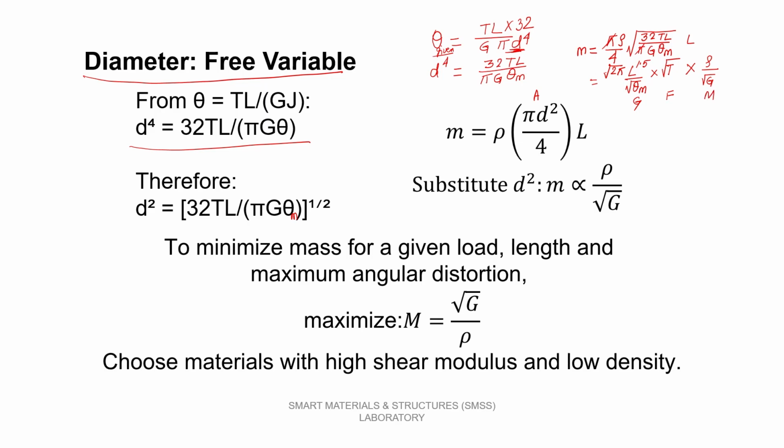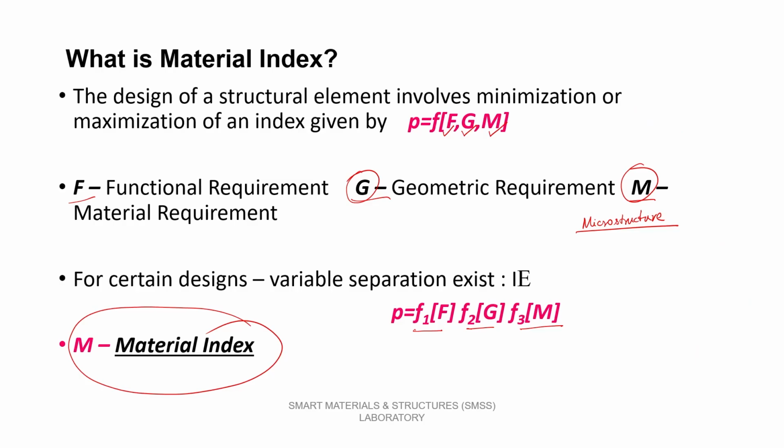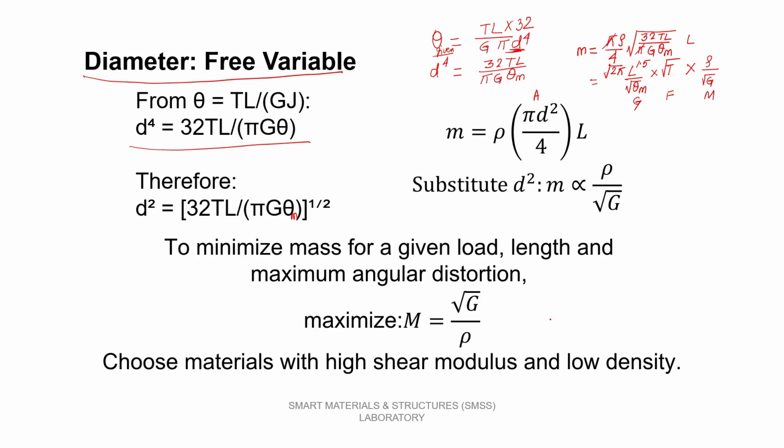Okay. If you just go back 2 slides, I am just going back to show you that that was the thing that we have done earlier. You see that F, G and M. So, that is what it is here, this F, G and M. So, our M here is going to come out to be rho over root G as the material property index. Let us call it Mi or something, so that you do not confuse it with the mass of the system. So, now it is important.